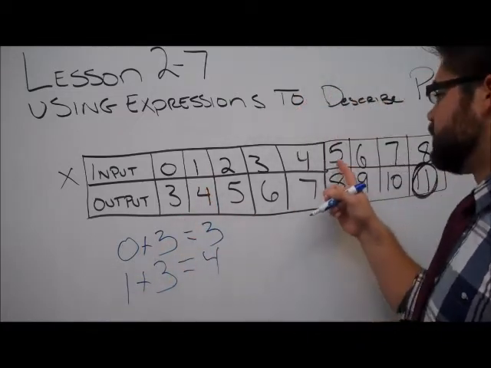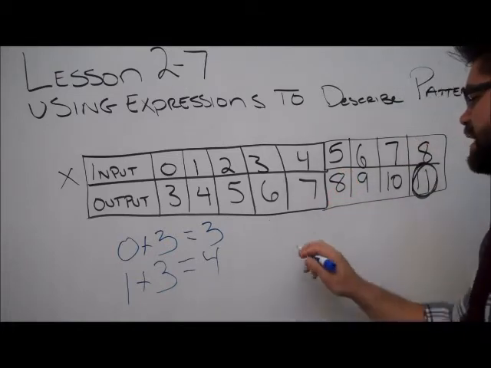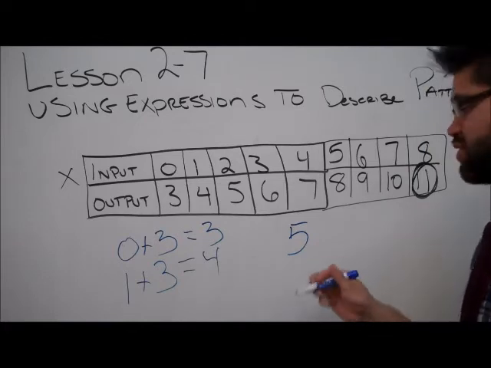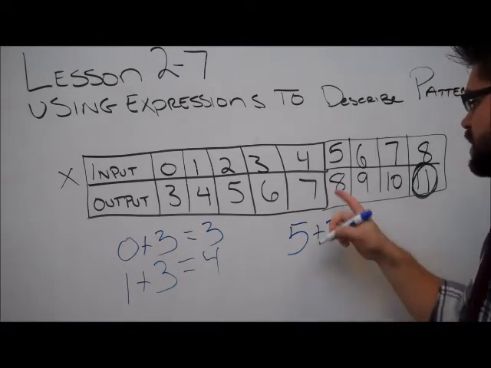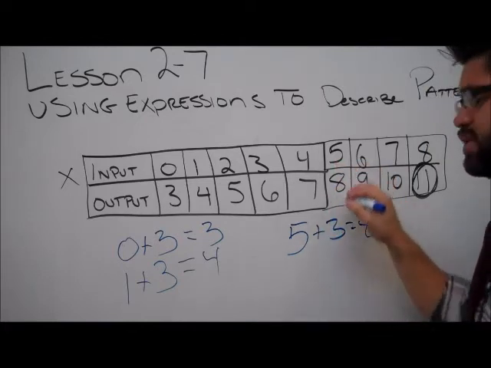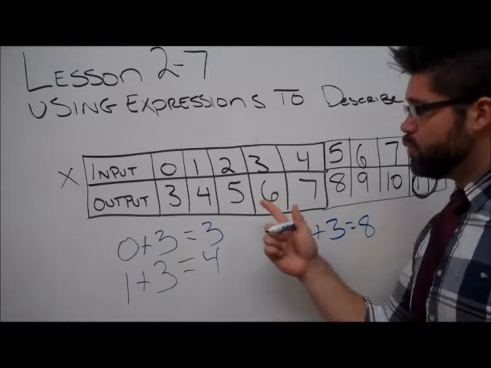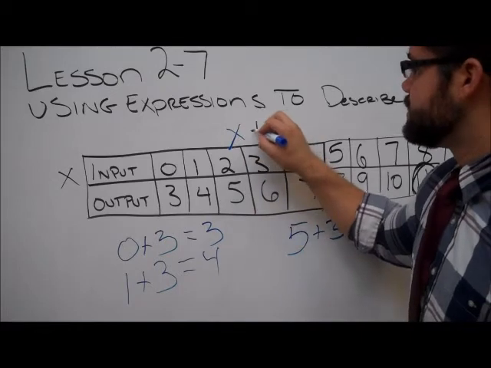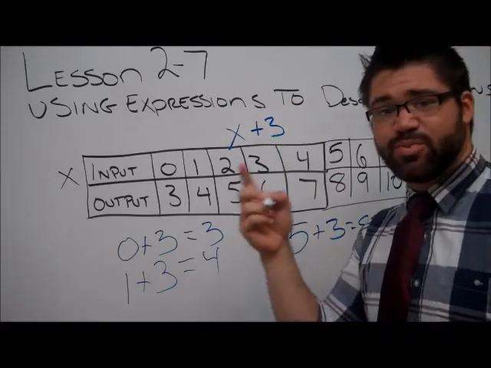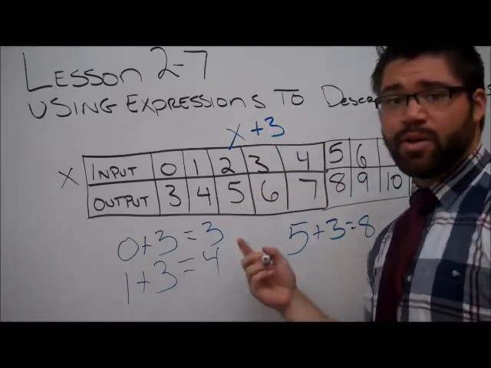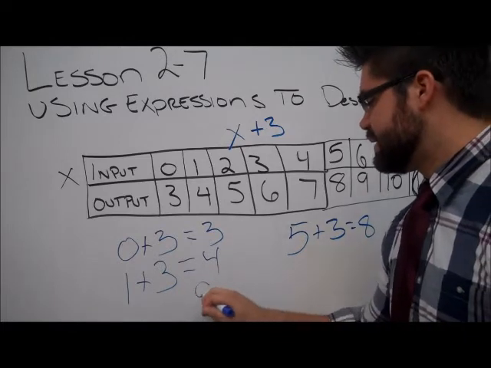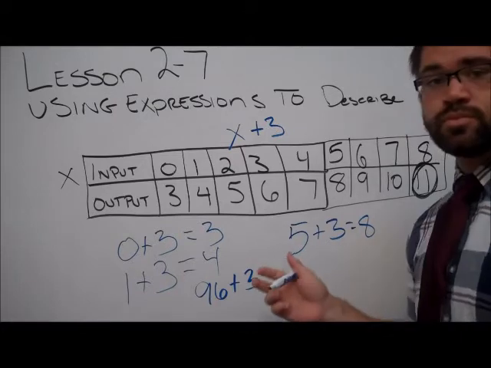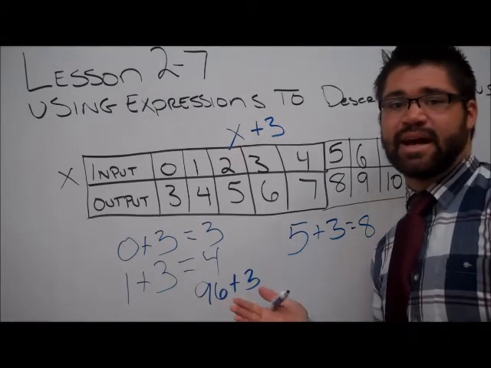What if we picked over here 5 and 8? If I input a 5, and if I keep my same rule as plus 3, then that's going to give me 8. So that makes it true. So my rule for this input-output table is simply x plus 3. That's the expression we're going to use. So if we were going to use a bigger number like 96, and I did 96 plus 3, well, my output is just going to simply be 99.